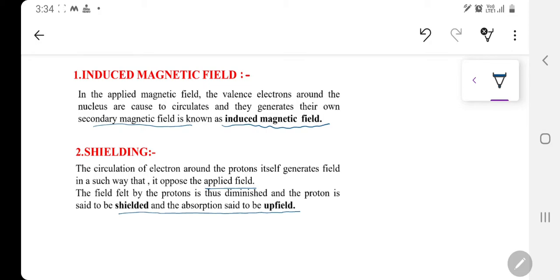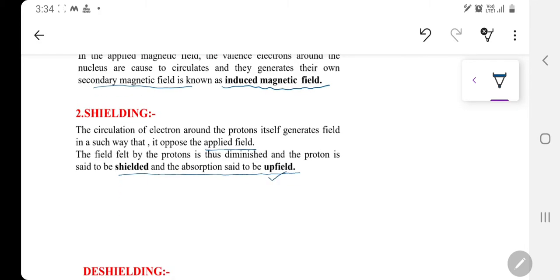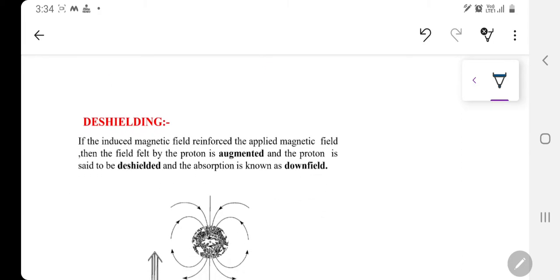Rotation of electrons about the proton itself generates a field in such a way that at the proton it opposes the applied field. So the proton is in shielded form. It is known as upfield. Next one is de-shielding. If the induced magnetic field reinforces the applied magnetic field, then the field felt by the proton is augmented and the proton is said to be de-shielded and the absorption is known as downfield.